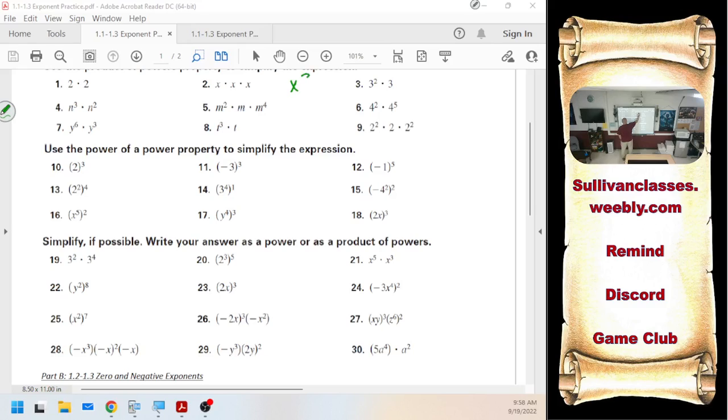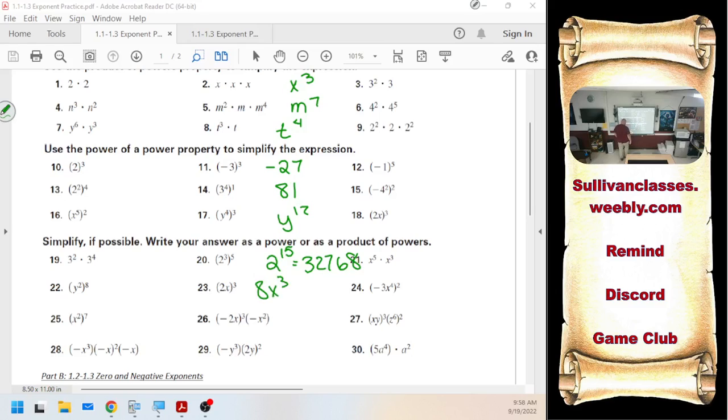Okay, we should have x cubed, m to the 7th, t to the 4th, negative 27, 81, y to the 12th. 2 to the 15th is 2, 4, 8, 16, 32, 64, 128, 256, 512, 1024, 2048, 4096, 8192, 16384, 32768. That was way off.